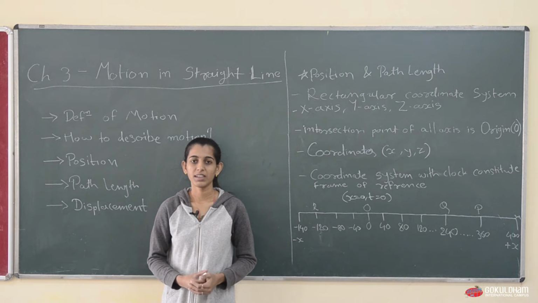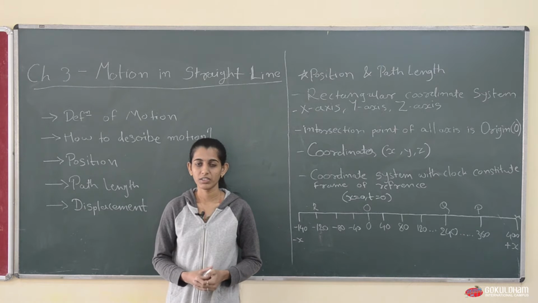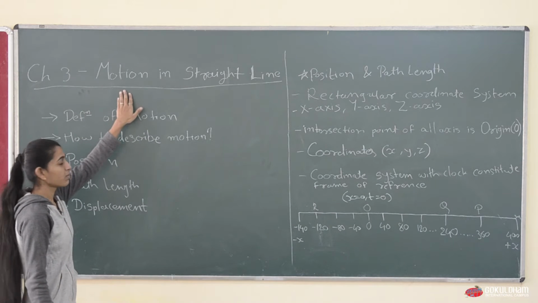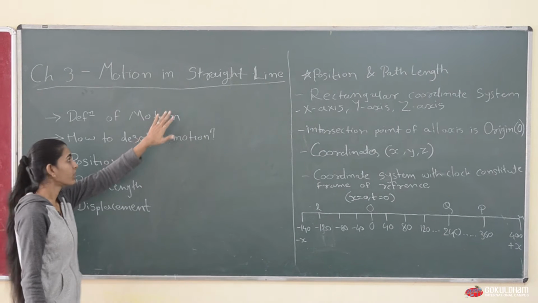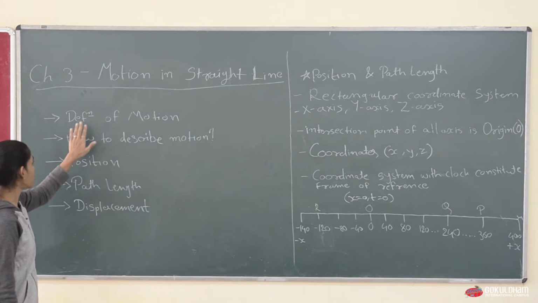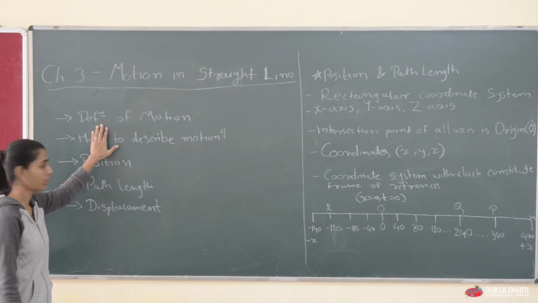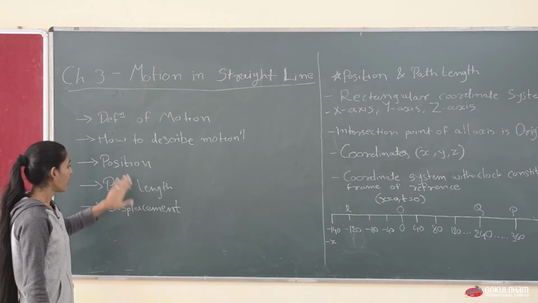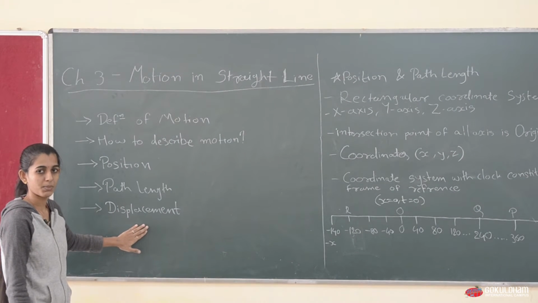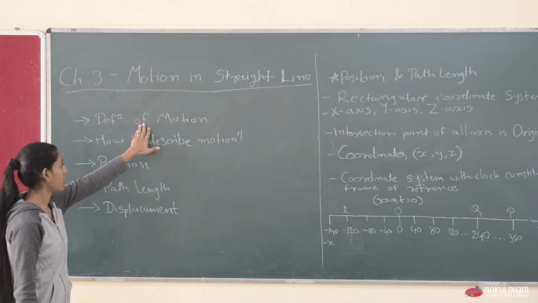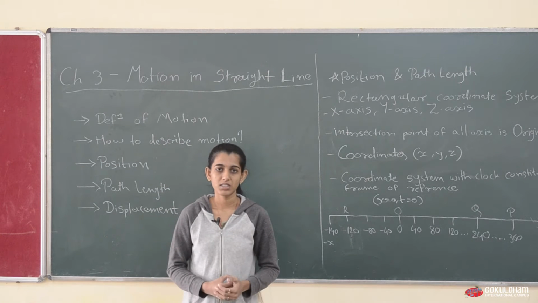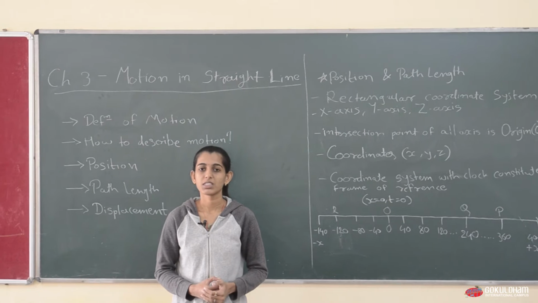Today for standard 11th science in physics, we are going to cover chapter 3. The title is Motion in Straight Line. The topics that we are going to cover are first the definition of motion, how to describe the motion, position, path length and displacement. So starting from the definition of motion, as you all know, motion means change in an object with respect to time.